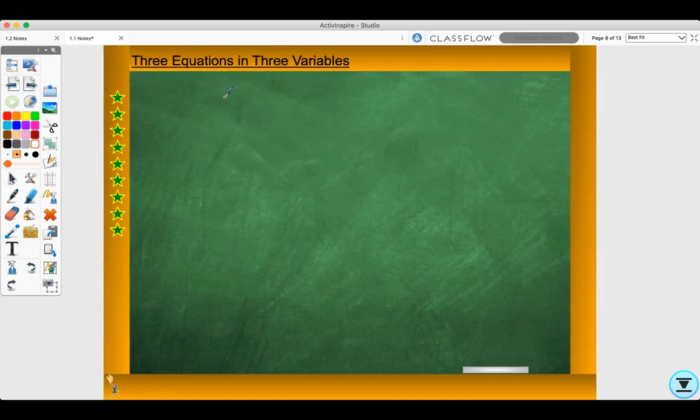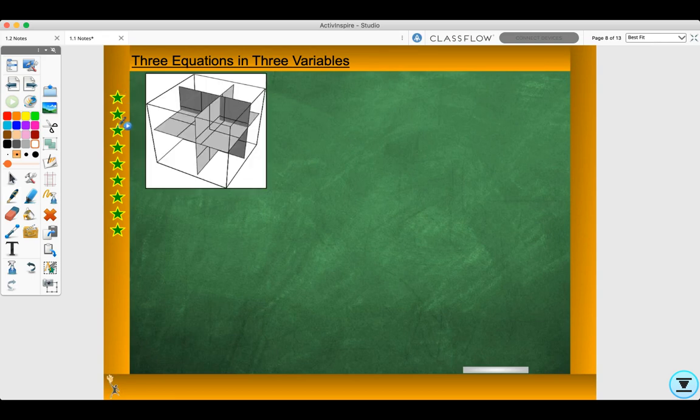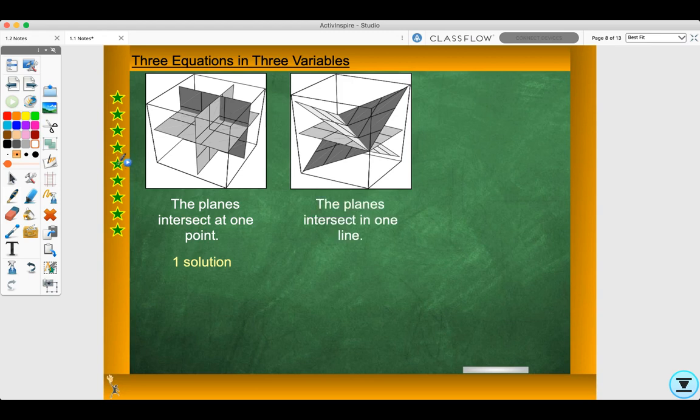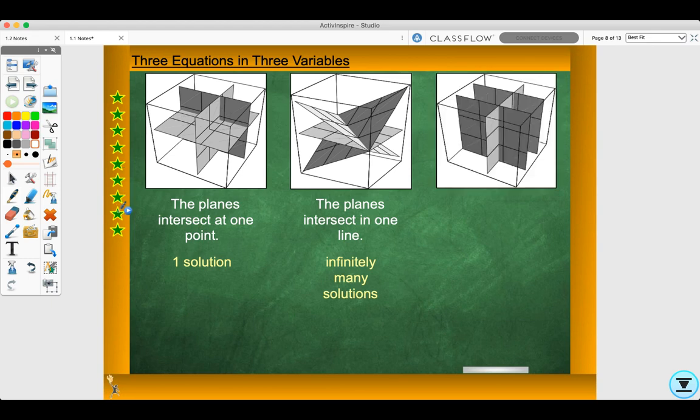So let's look at 3 equations and 3 variables. Let's talk about them. So this first one, the planes intersect at one point, so we would only have one solution. In this next picture, the planes intersect in one line, so we would have infinitely many solutions. In this last one, there's no common point to all 3 planes, so there would be no solution. So those are visuals of what it would look like when we are dealing with 3 equations in 3 variables.